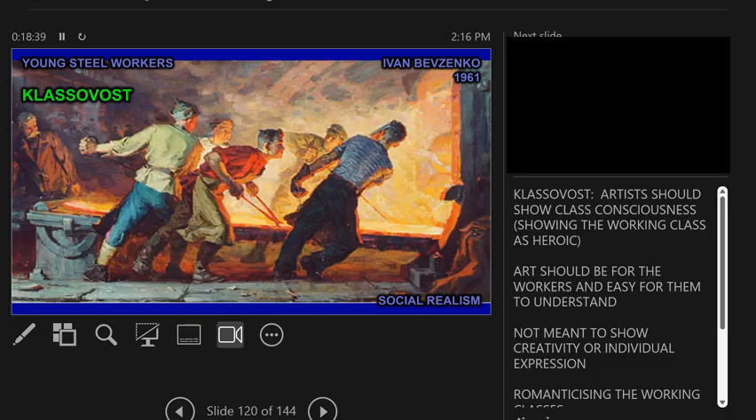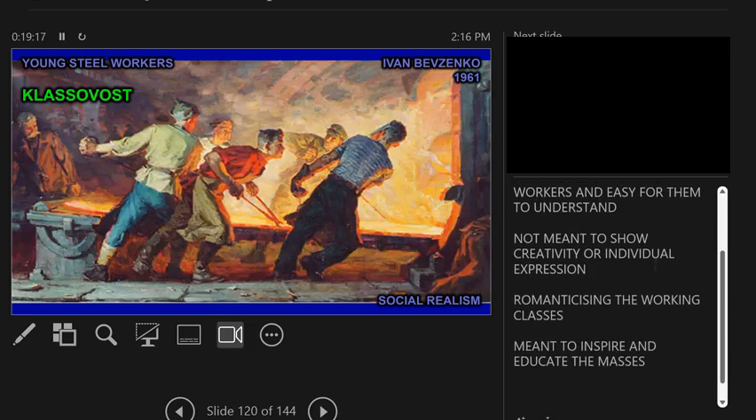This social realism has four different rules, I guess. And the first one is Classavost. And I want you to write that down. Classavost is the rule that artists should show class consciousness, like showing the working class as heroic. Does this look heroic to you? These guys are struggling in the factory, building stuff for the betterment of society. That's heroic, right? Art should be for the workers and easy for them to understand.